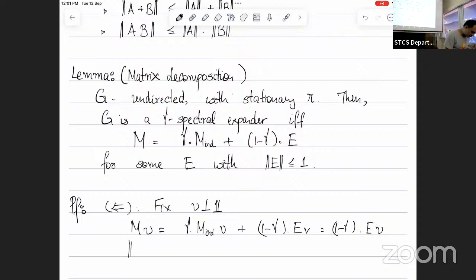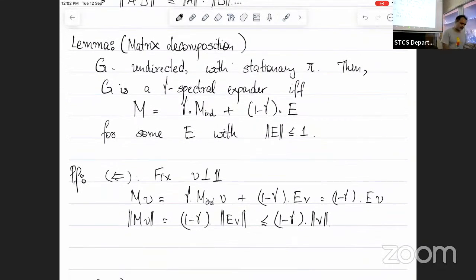So therefore, what is the norm? The norm of MV is, in fact, exactly equal to 1 minus gamma times the norm of EV, but we are told that E has spectral norm at most 1. So the norm of EV is at most the norm of V, which is at most 1 minus gamma times the norm of V. And so this is the same thing as lambda times the norm of V, where usually gamma is like 1 minus lambda. So the first part is completely trivial.